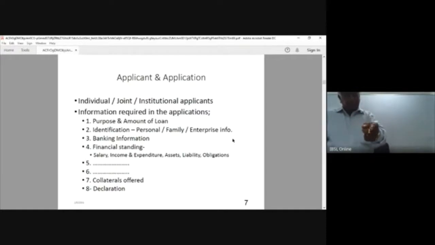I have put a certain dotted line for you to mention. What are the other information you can find in the application? What are the other information called for or required in the application? Anyone? Just please tell me.